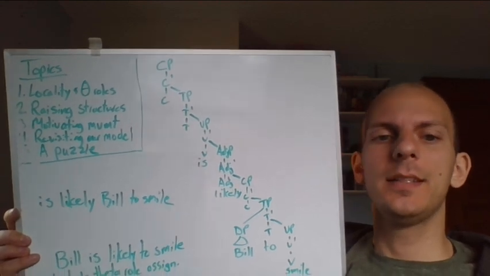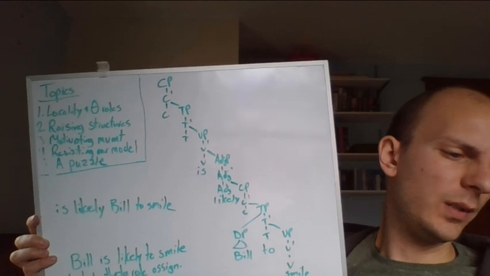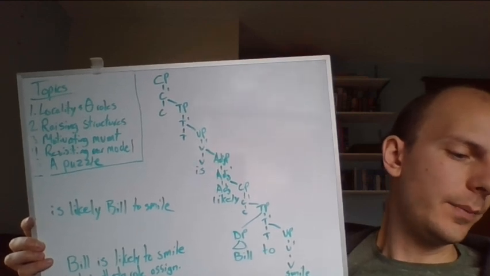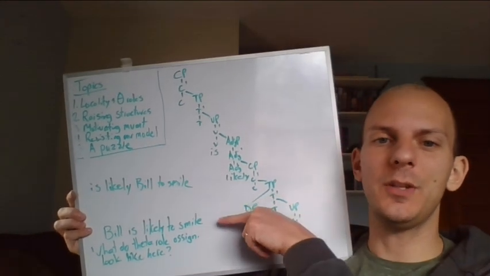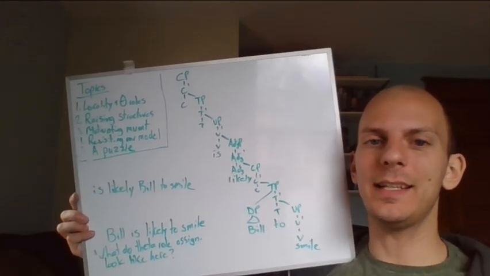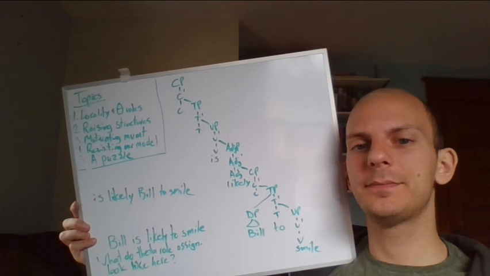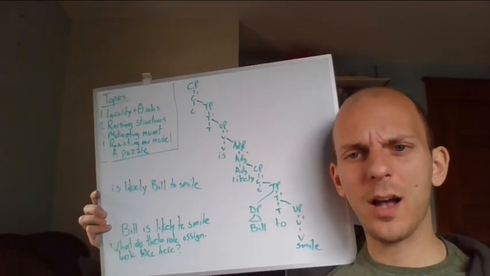No, not quite. Something happened to it. What happened? We know that movement happened here. Why do we know that movement happened? Well, because we know that we ended up with this sentence. Bill is likely to smile. But we want to ask ourselves, why?